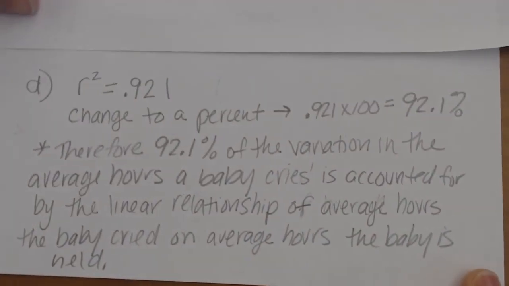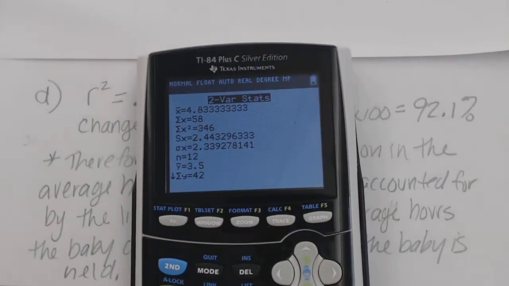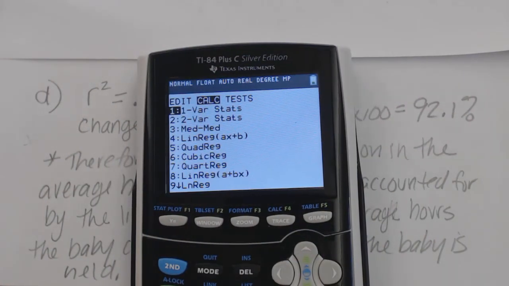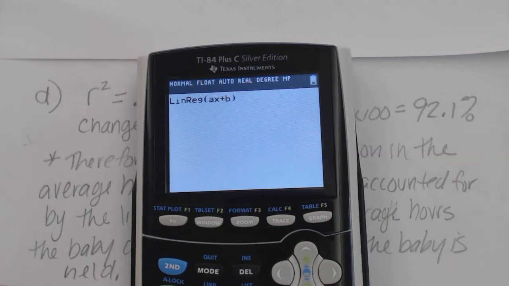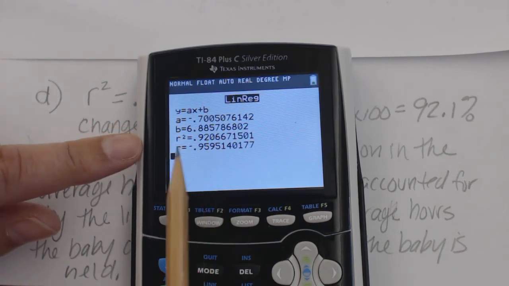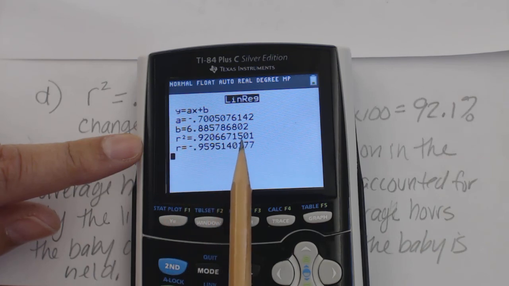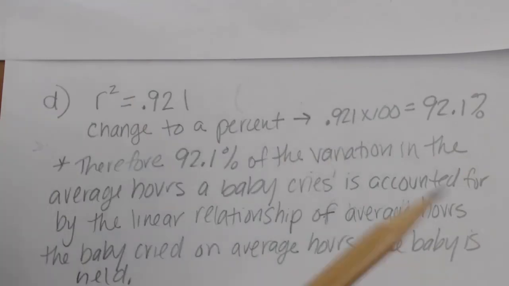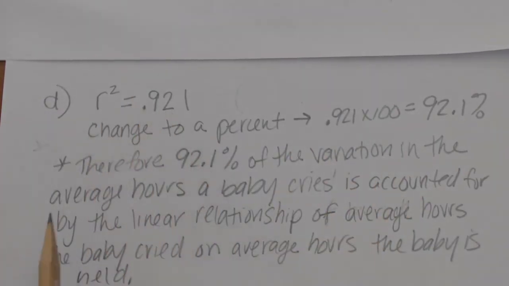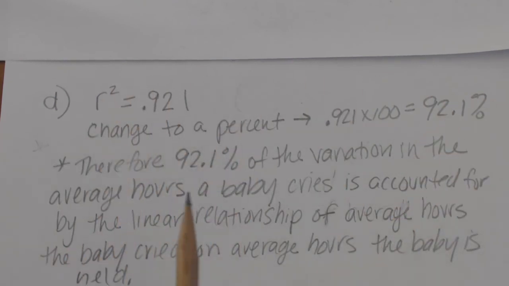Here's part D. R squared. And you find r squared again on your calculator when you run your linear regression. You received an A, a B, you received an R. Now there's this R squared. R squared is 0.920667151. So what I did is I wrote it down. R squared equals 0.921. I rounded to three significant figures. You should write the whole number out as well.